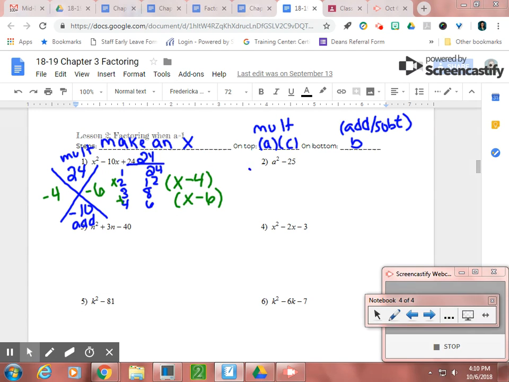Okay, so our second one, we're making our x. A times c is these two, so negative 25. And our b value in this case is 0. There is no b value. So it has to multiply to negative 25, and it has to add to 0. Well, what's going to do that? 5 and negative 5. So your answer to this is x plus 5 and x minus 5.